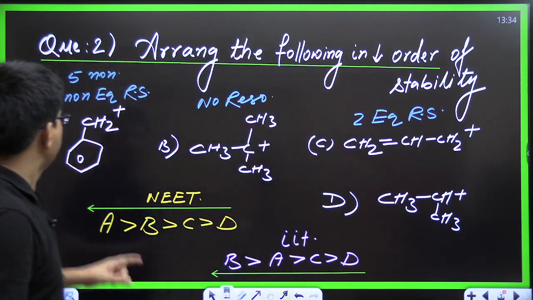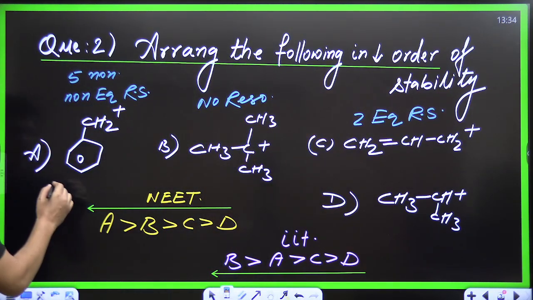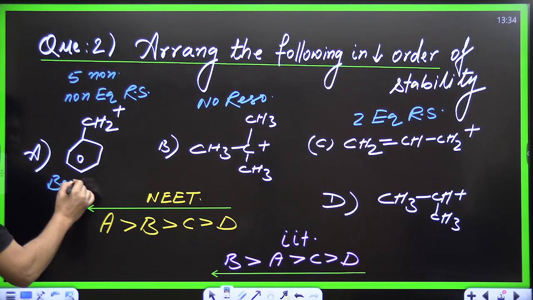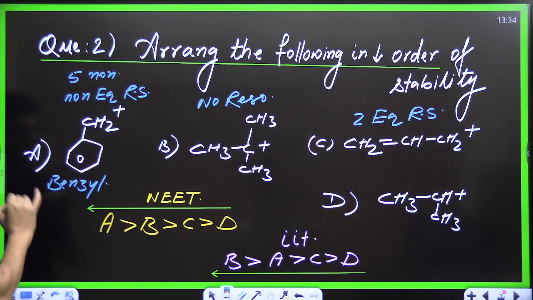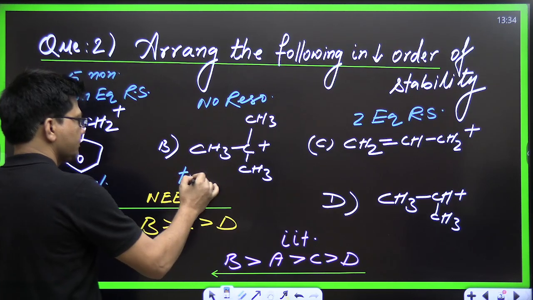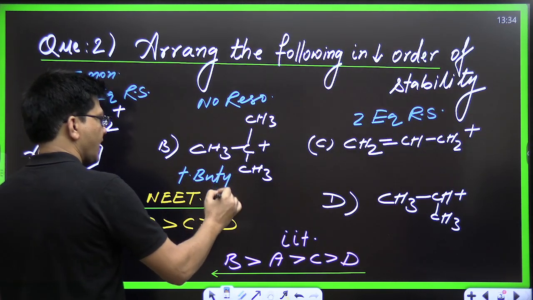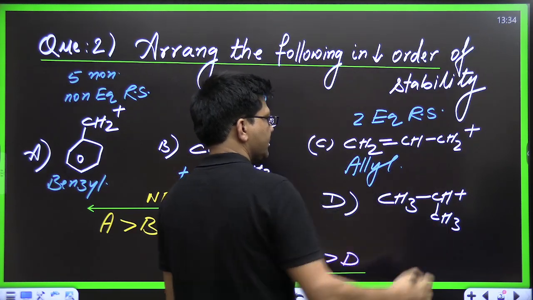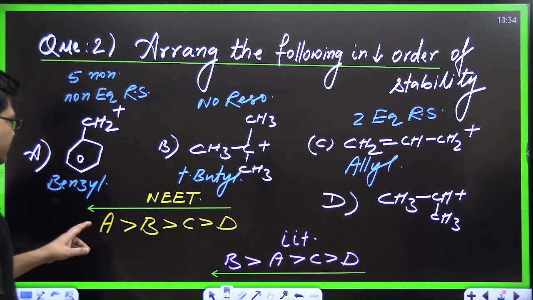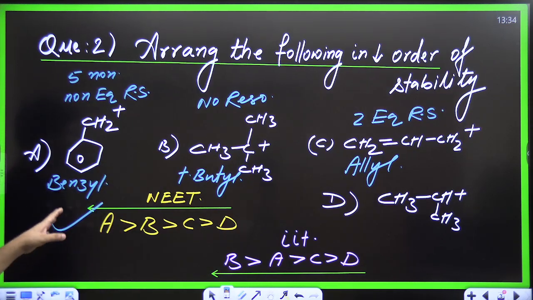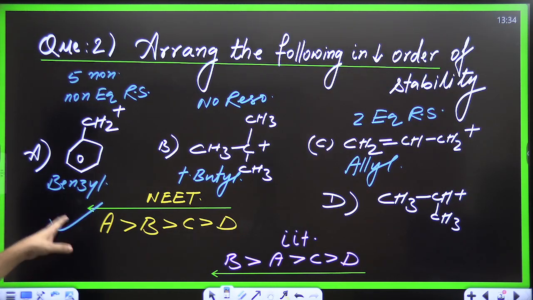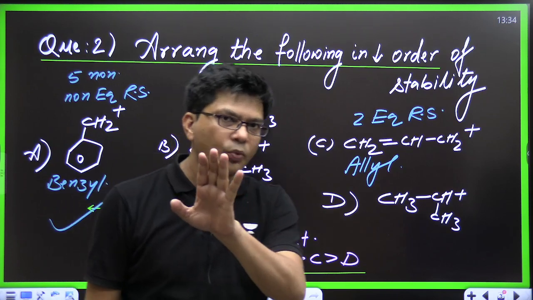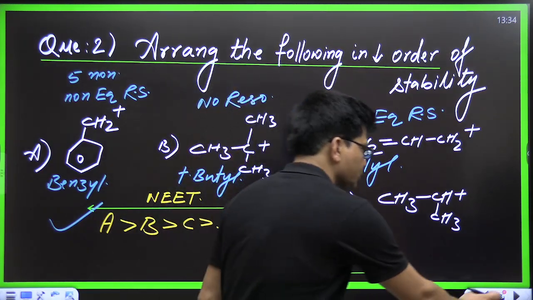Kids, do remember, benzyl is the maximum stable for NEET students, then tertiary butyl, and this allyl, and then this isopropyl. So this is the correct order A, B, C, D. Is it clear to all of you? I hope that it's very much clear to each and every one. Now question number 3.